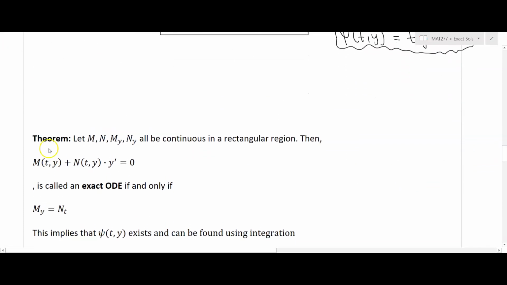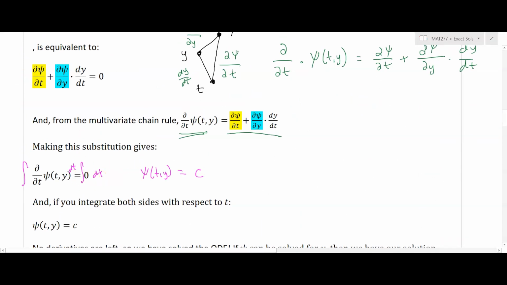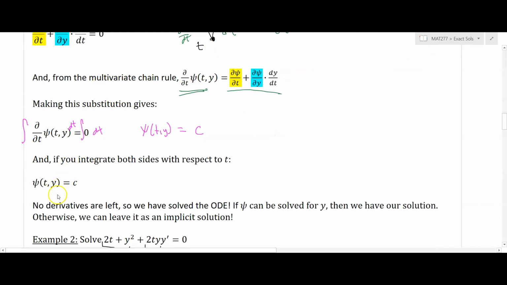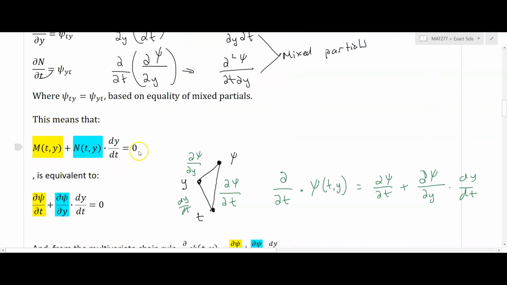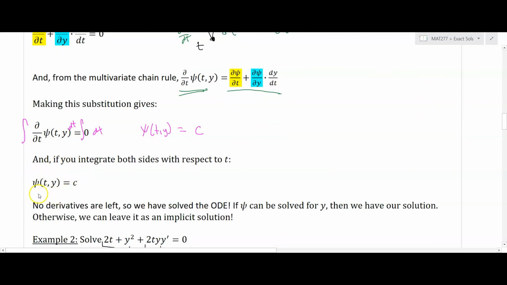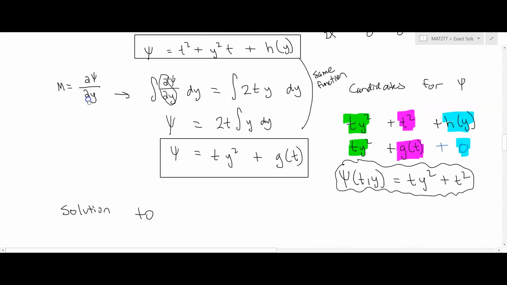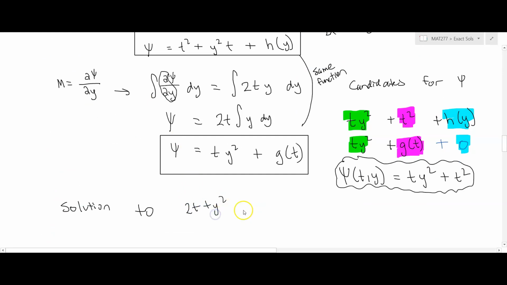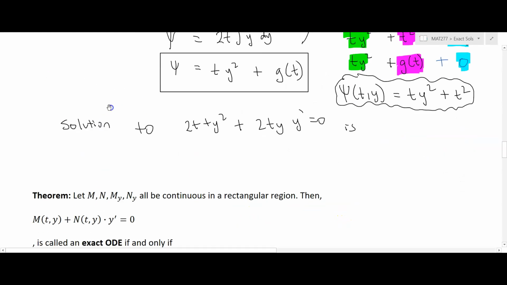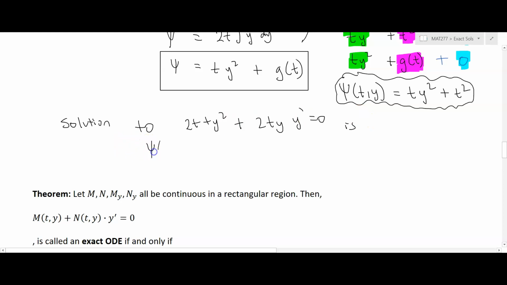So, in its totality, what do we have now? Well, we found this function psi, and according to all of our substitutions, if we could find that function psi, then psi equals c is the solution to this differential equation. So that means the solution to our original ODE, which is 2t plus y squared plus 2ty y prime equals 0, is psi of t, y equals an arbitrary constant, which means ty squared plus t squared equals the constant.